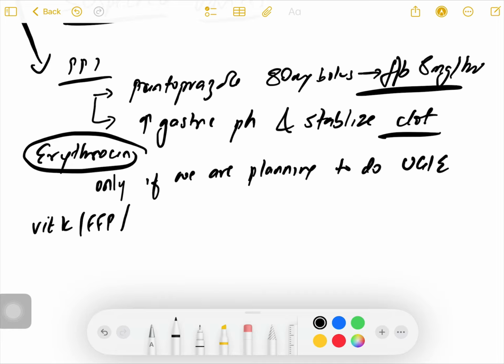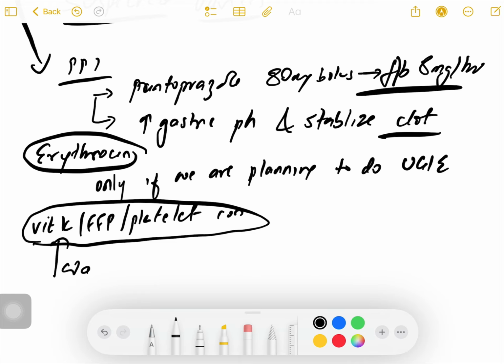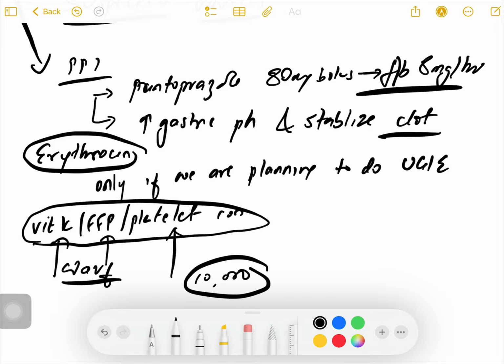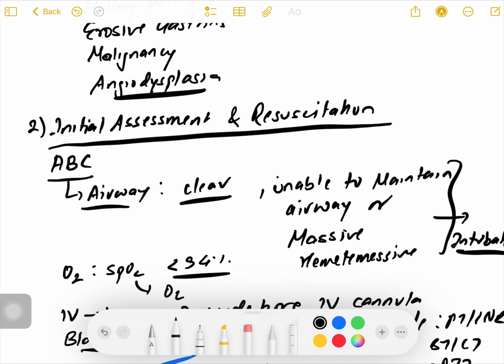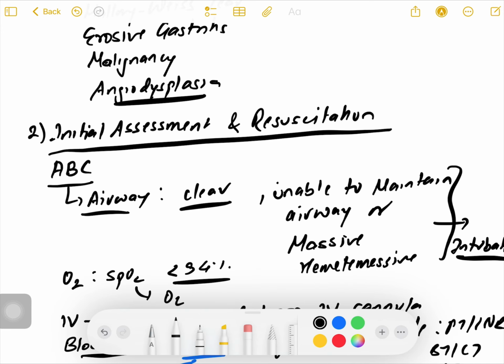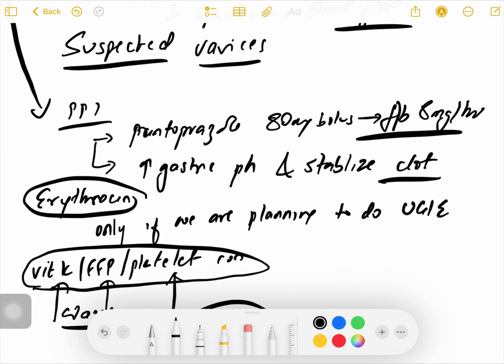Sometimes we give vitamin K, FFP, or even platelet concentrate if there is a deficiency of specific things. Like if a patient is on warfarin and is bleeding, then we give vitamin K or sometimes FFP. If the patient is bleeding and there is severe deficiency of platelets, say a platelet count of 10,000, then we give platelet concentrate. These are the drugs we commonly use in UGI bleeding, along with the transfusion threshold and how we do initial assessment and resuscitation.